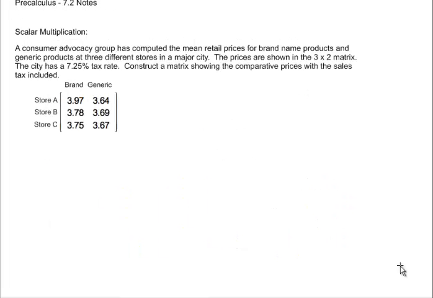Another way that we can use a matrix is by looking at comparison of things. So let's say we're a consumer advocacy group and we've looked at some retail prices for brand name products and generic products at 3 different stores. And we've got a 7.25% tax rate. So construct a matrix showing the comparative prices with the sales tax included. Well, what that tax rate means is we're going to take that 7.25%, turn it into a decimal as a tax. So it's going to be 1.0725, and we're going to multiply it with this matrix here.